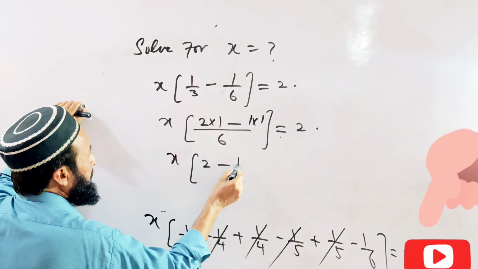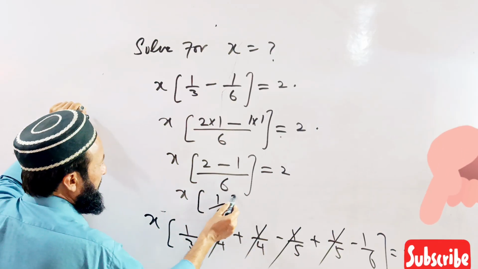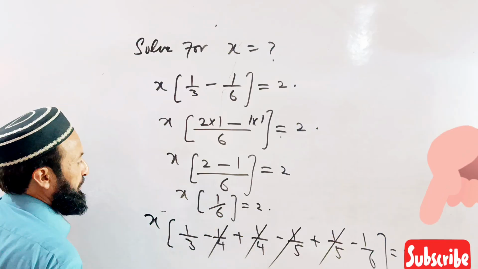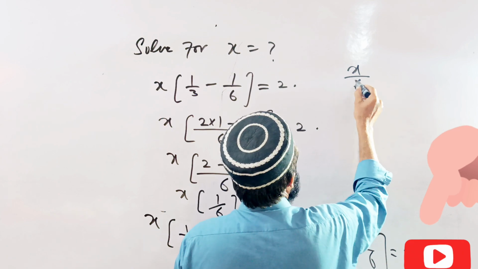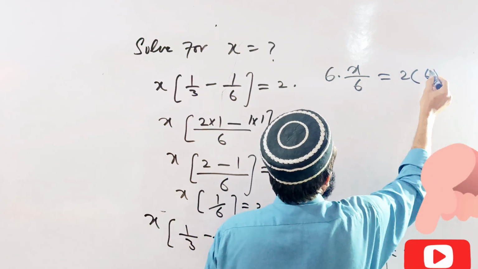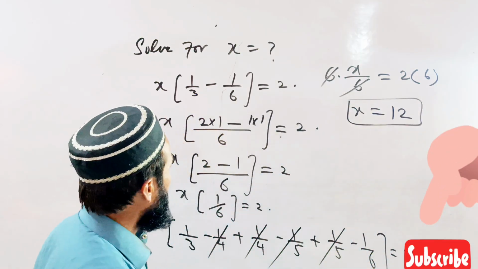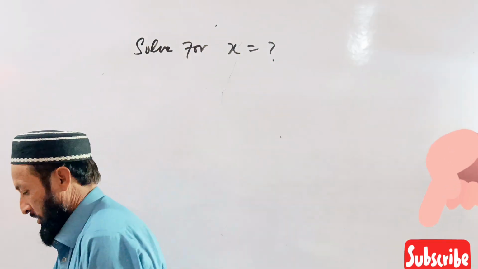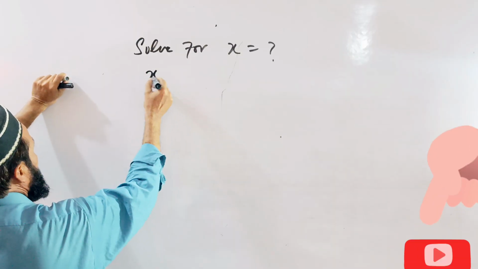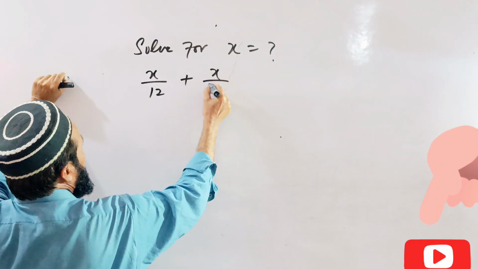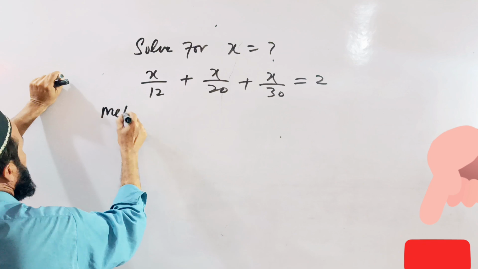So x times (2 - 1)/6 = 2, which is x times 1/6 = 2. Now to finish, we find the value of x. Multiplying both sides by 6, x/6 = 2 multiplied by 6, so the 6s cancel and x is equal to 12. This is the solution by the first method, done using some properties. Now x/12 + x/20 + x/30 = 2 using the second method.